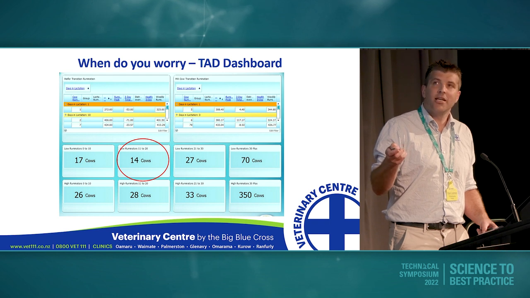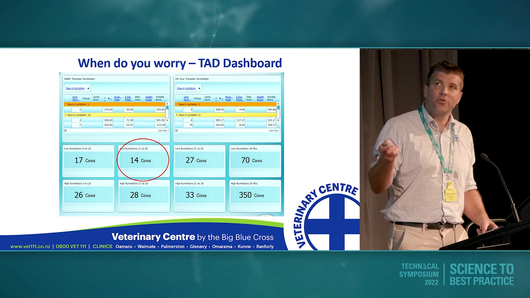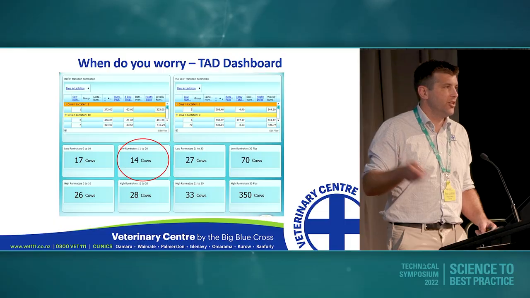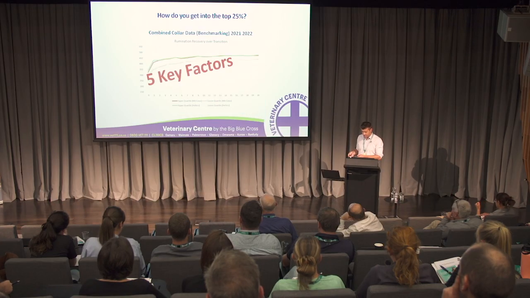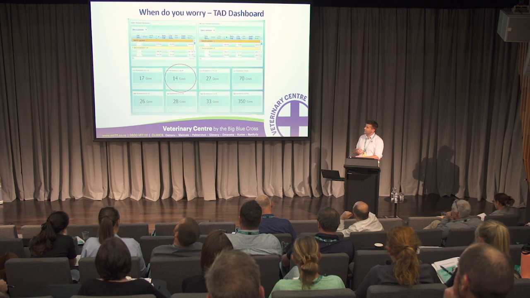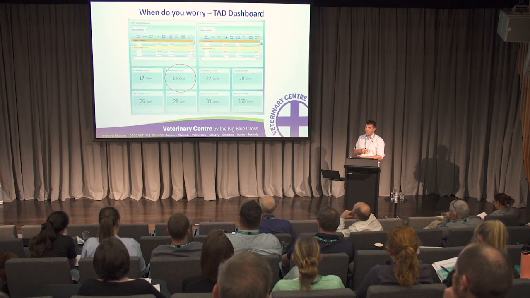So if you're past that day 10 and you've still got a heap of low ruminators, you need to make some changes. So I think this farm in question was feeding about 3 or 4 kgs of straw in their colostrum mob. Didn't go well. Right, so that is a quick rundown on where you'd look.